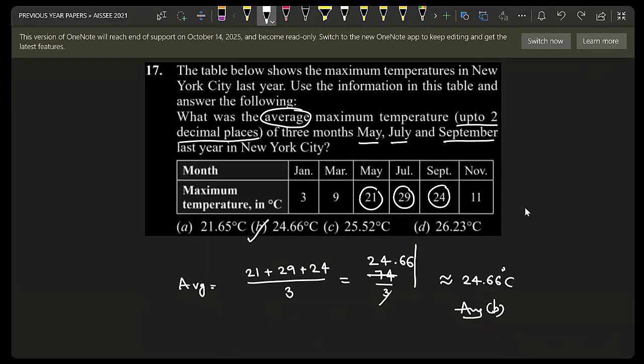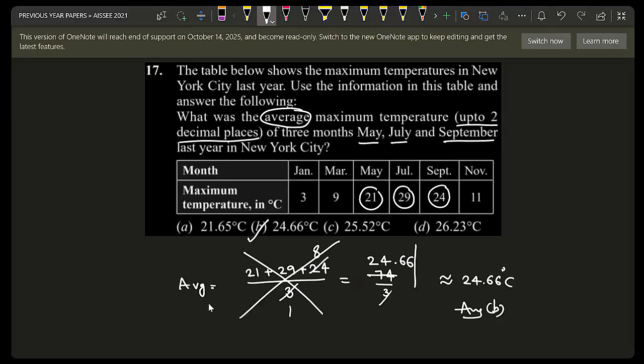Karthik? Yes. What happened, Karthik? Sir, can we cancel 3 and 24? 3 and 20. No, don't do that.